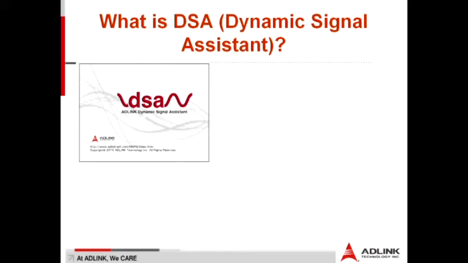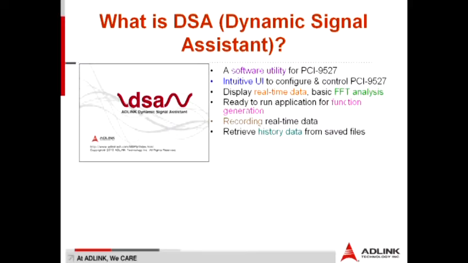What is the Dynamic Signal Assistant? As we mentioned before, ADLINK Technology Incorporated provided PCI 9527, which is suitable to test audio and vibration signals. Therefore, the Dynamic Signal Assistant is a software utility used with PCI 9527. It provides an intuitive user interface, allowing customers to set and operate PCI 9527 without having to write any programming codes. This software displays the voltage data acquired by PCI 9527 on the screen in real time, allowing users to see the acquired data immediately.